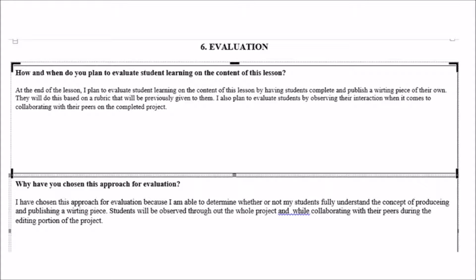I also plan to evaluate students by observing their interaction when it comes to collaborating with their peers on the completed project. Why have I chosen this approach?